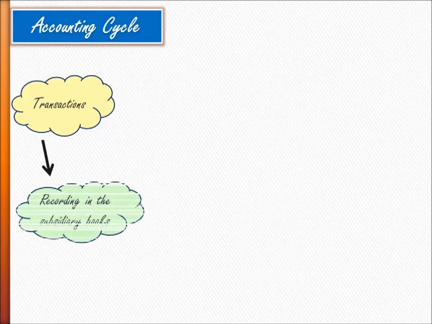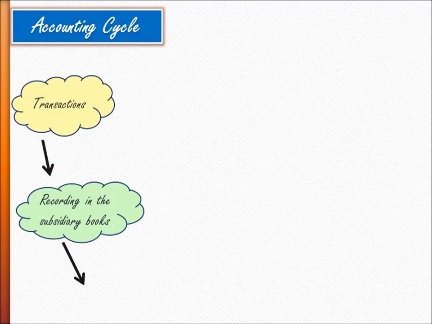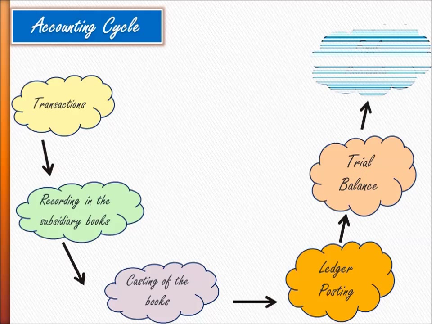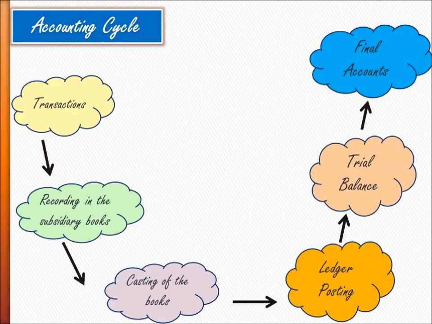And what is that accounting cycle? All the transactions will be recorded in the subsidiary books. Means the first step is to identify the transaction, and the second step is recording in the subsidiary books. And then casting of books, means making totals of the books. Then ledger posting, then trial balance, then final accounts. Now it might be a new thing for you. On the basis of the transaction, recording in the subsidiary books is done.